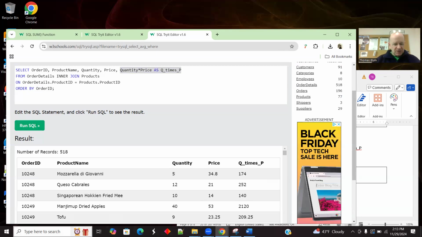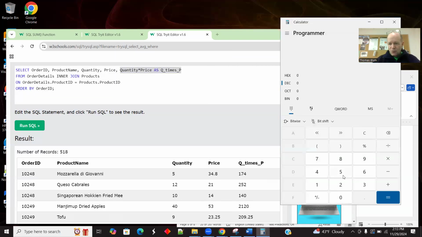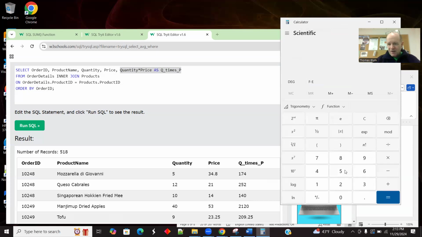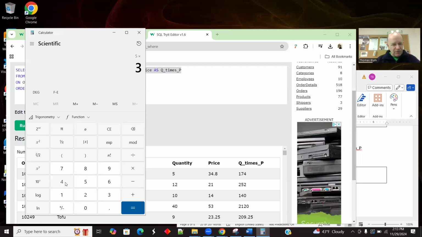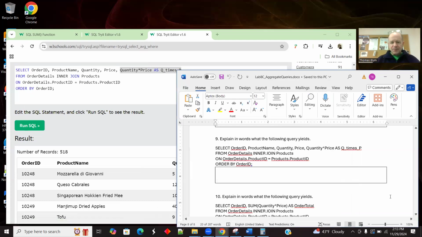Okay. So let's just bring out a calculator and test. I don't want to be in programmer, let's be in scientific. 5 times 34.8, and that was the 174. So we're getting a new field, which is the quantity times the price. So we're getting close to what the order requires.